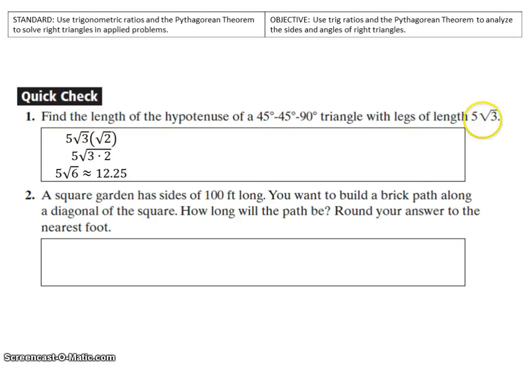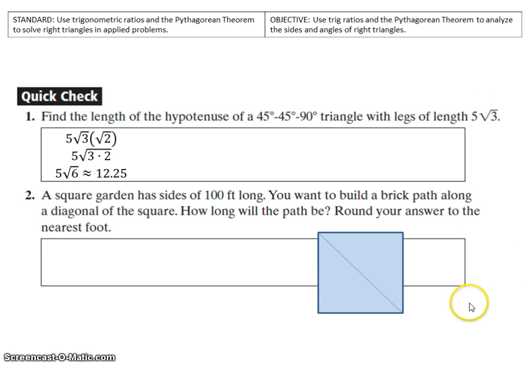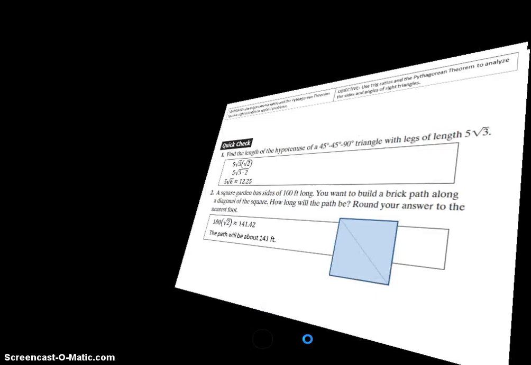Got a square garden. Each side is 100 feet long, and we want to build a brick path along a diagonal of the square. So let's get ourselves a square. Each side is 100 feet long, and I'm going to make a path going down the middle right here. And so I want to find out what that is. So this is going to be obviously a hypotenuse of two separate triangles. This is a right angle, so that's 45, that's 45, so I can use 45-45-90 properties. So here's what I got. I'm going to multiply to find the hypotenuse, the side times radical 2, and that is 141.42 roughly, which rounds to about 141 feet.